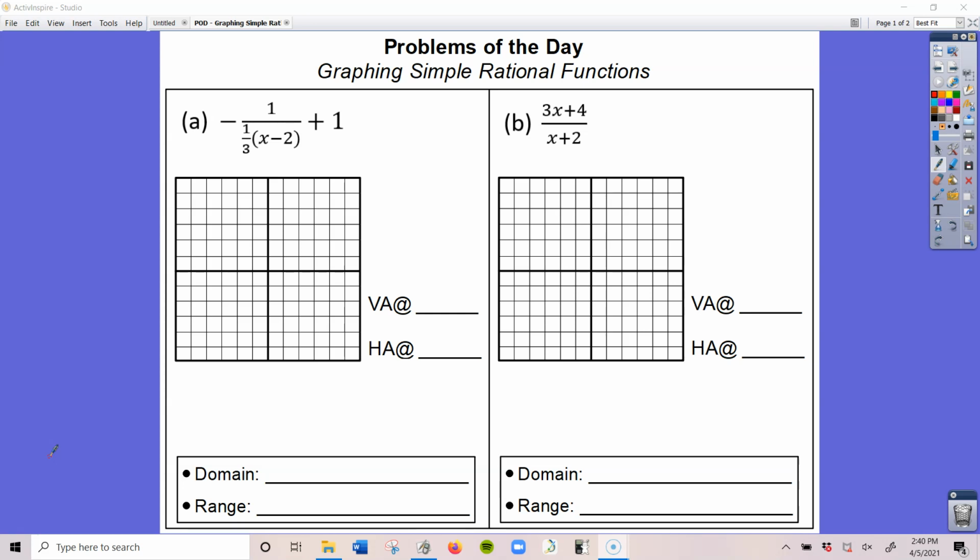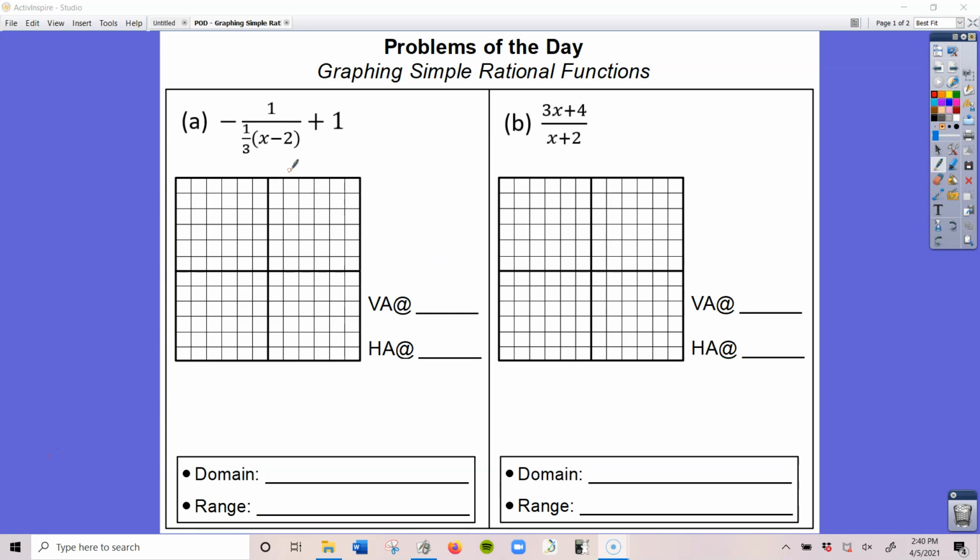So we're going to review here how to graph our rational functions based on how it's written. For A, we noticed that the rational function is already written in transformation form. So we're going to identify what the asymptotes are and then write out the transformation rule.